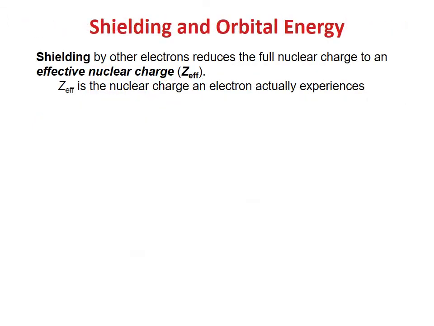In many-electron systems, each electron is not only attracted by the nucleus, but also repelled by other electrons. Repulsions counteract nuclear attraction somewhat. In effect, repulsions due to other electrons partially share the nuclear charge and reduce it to a smaller value called effective nuclear charge.